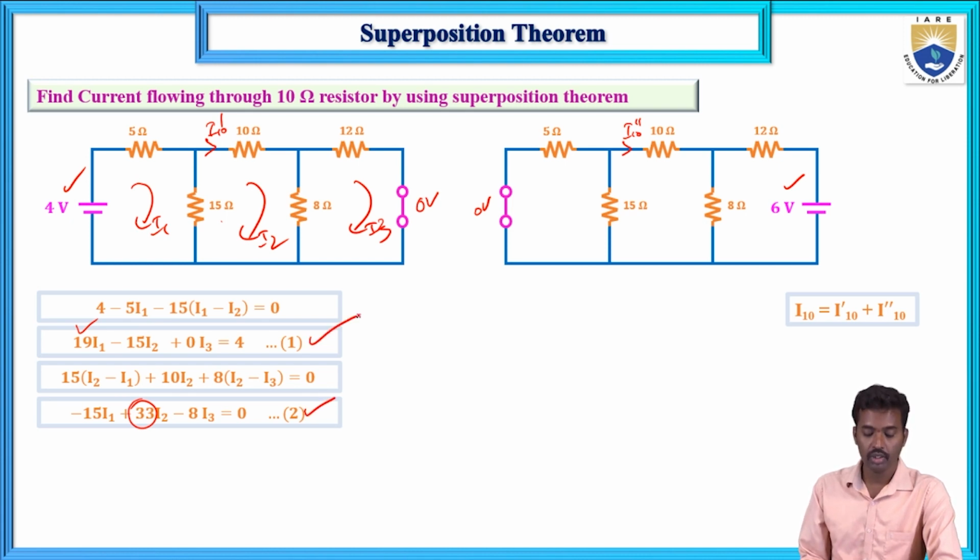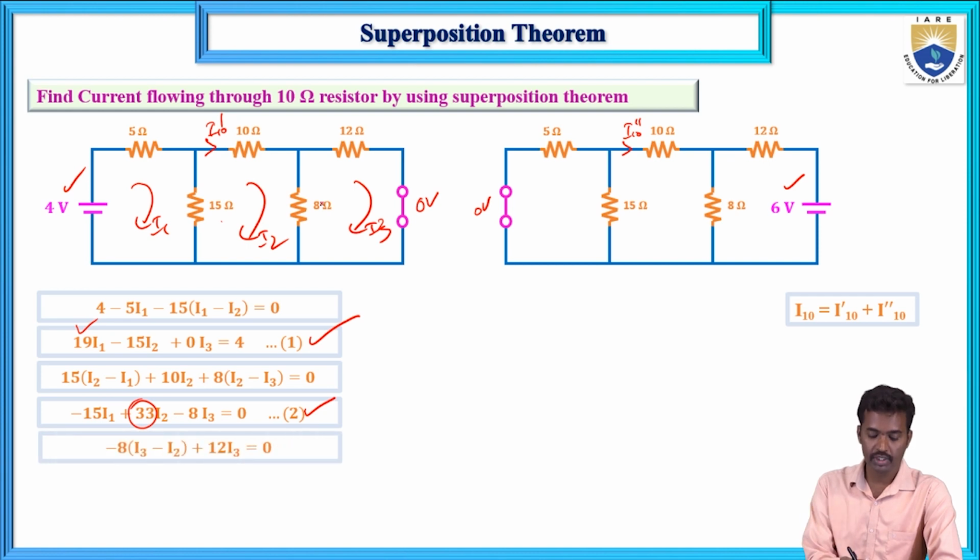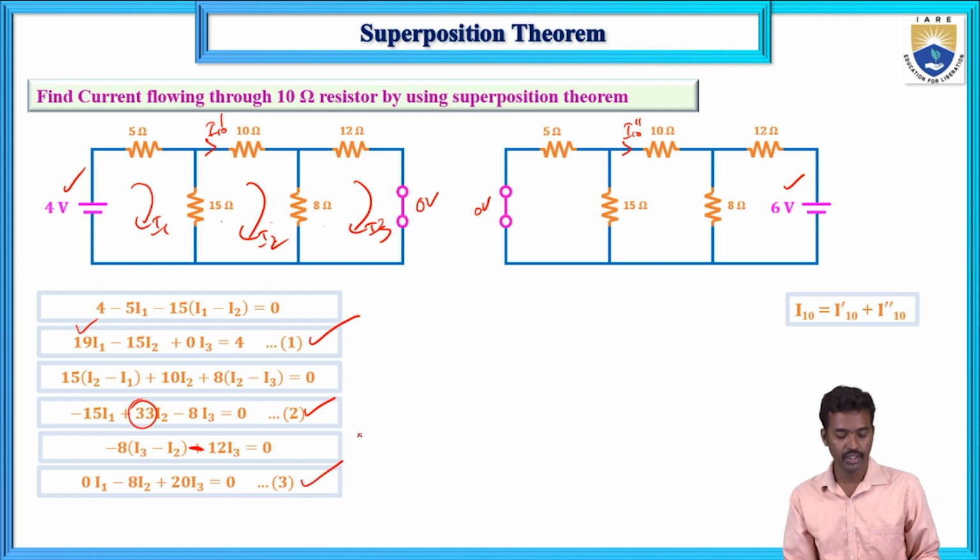What would be the third mesh equation? So, minus 8 I2 minus I3, I3 minus I2 and 12 I3. This is also minus. Now, the simplified equation: 0 I1, there is no impact of I1 for mesh 3. Now, minus 8 I2 and 12 plus 8, 20 I3 equals 0. Equations number 1, 2 and 3.